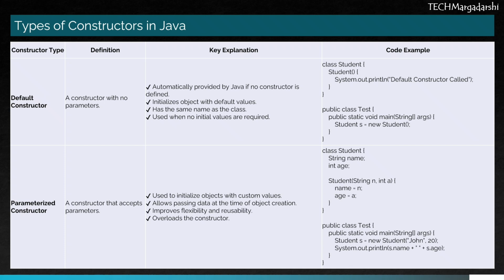Next is the parameterized constructor. As the name suggests, it accepts parameters. This allows us to pass values at the time of object creation. Parameterized constructors help initialize instance variables with custom values, making our code more flexible and reusable. Both types of constructors are called automatically when an object is created using the new keyword, and they play a very important role in object initialization.